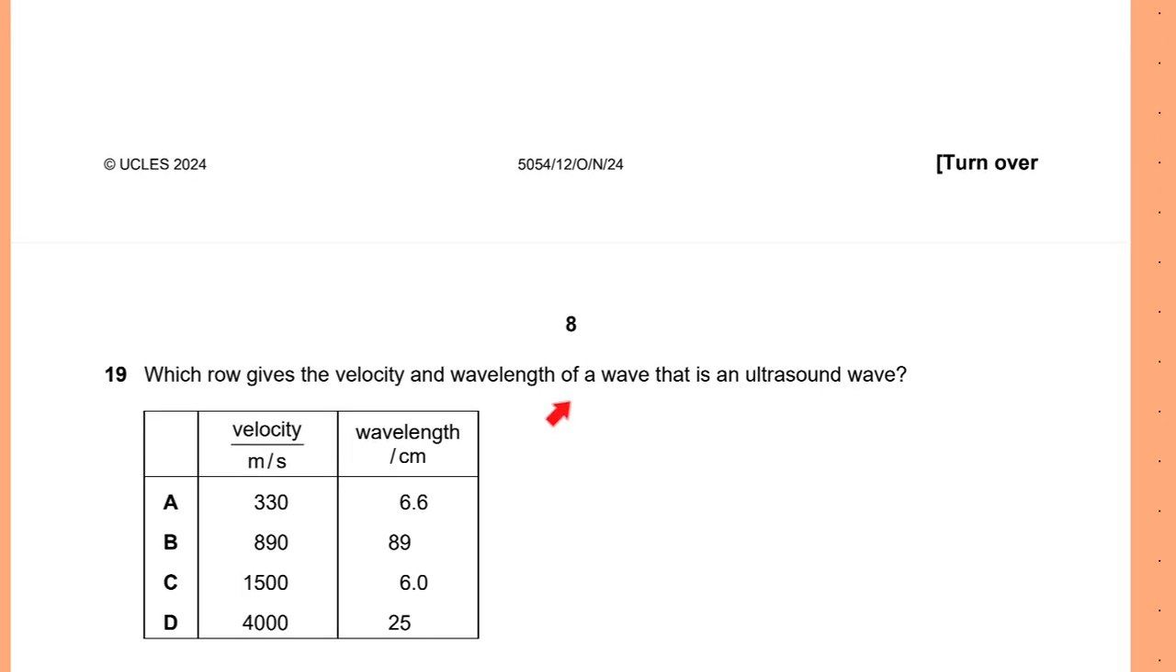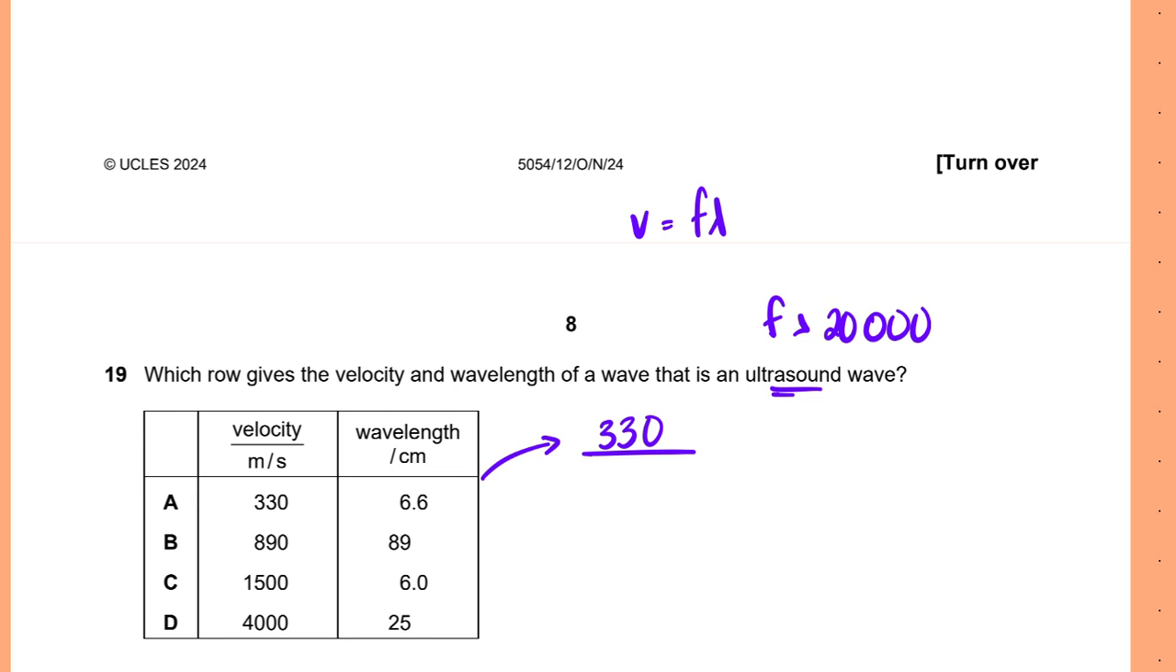Which row gives velocity and wavelength of a wave that is an ultrasound wave? So velocity of a wave, if that's 330. So it's talking about ultrasound, right? So we know ultrasound is frequency greater than 20,000 hertz. So in all of the cases, I would need to use the v equals f lambda equation and find out the frequency, which would be v over lambda. So in option A, that would be 330 over 6.6 centimeters. So that becomes 0.066. This turns out to be 500 hertz, so definitely not ultrasound.